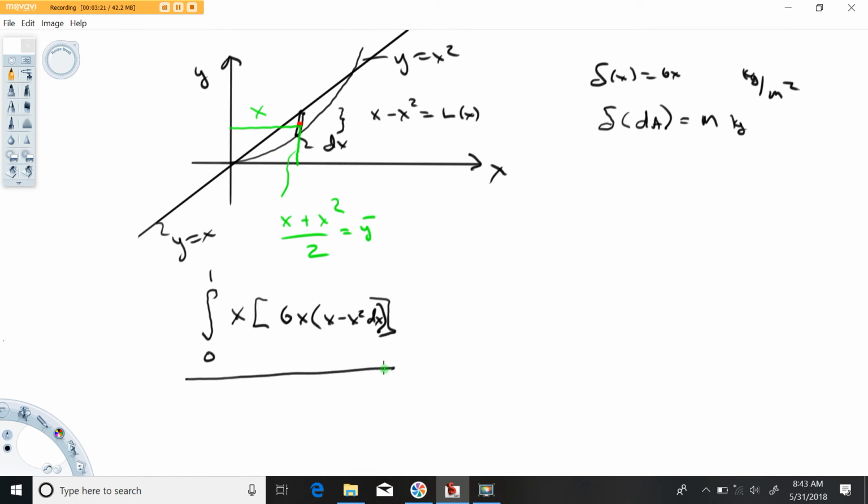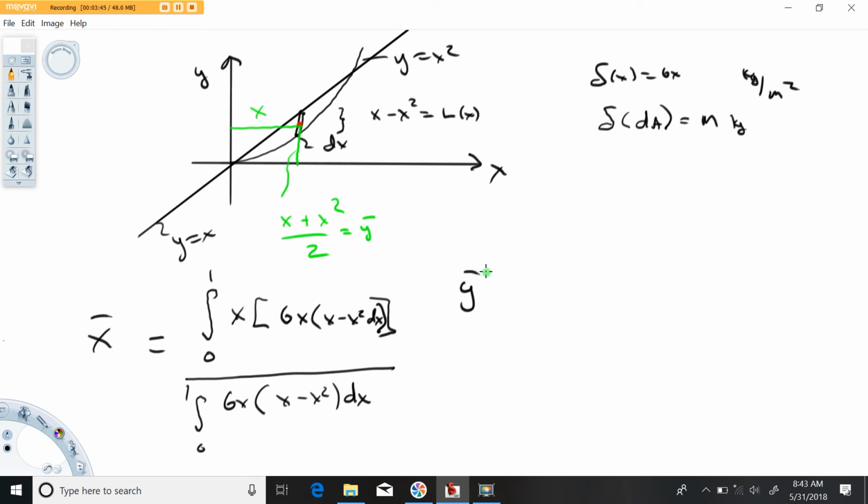Then you have to divide out your total mass, which is going to be, take your density times your area. This product now has units of kilograms, and those will be added up 0 to 1. And that integral will give you x bar.